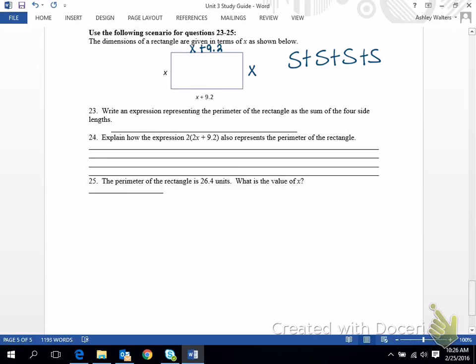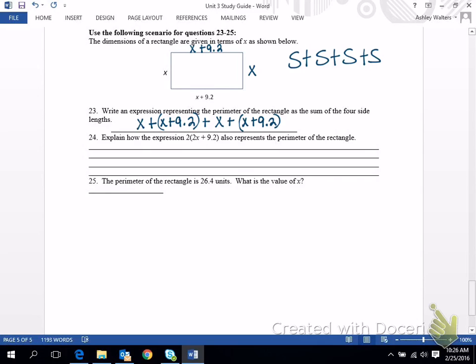So when you add all of those sides together, you have x plus 9.2 plus x plus 9.2. That is showing where you are adding all 4 sides together. Now that's not the only option. You can rearrange because addition is commutative, so you could have x plus 9.2 plus x plus 9.2, and that would be fine as well.